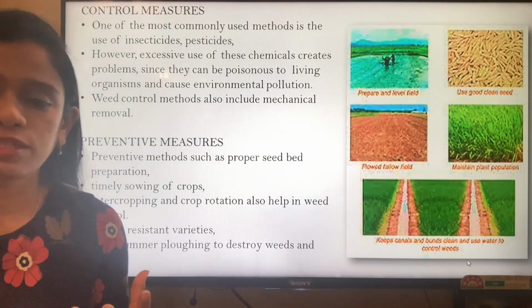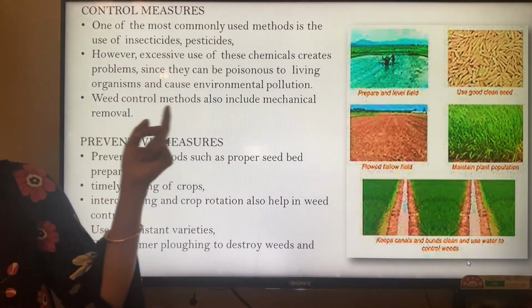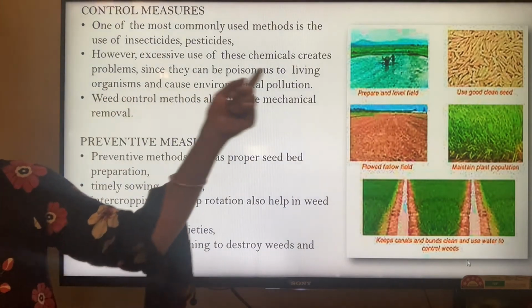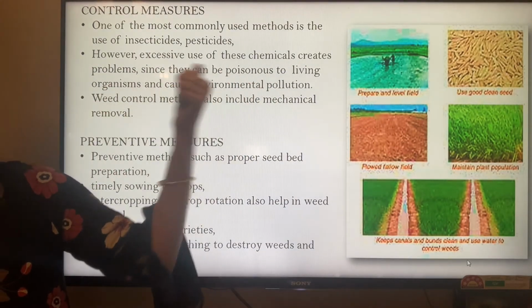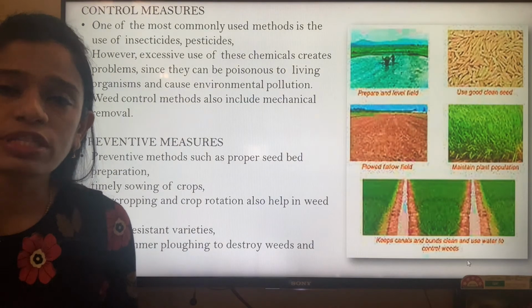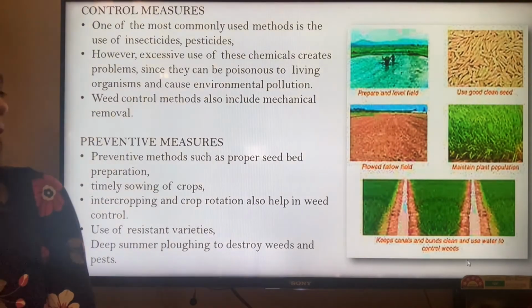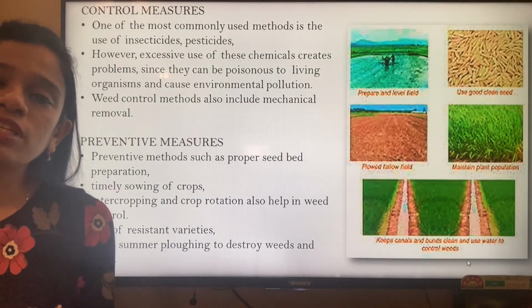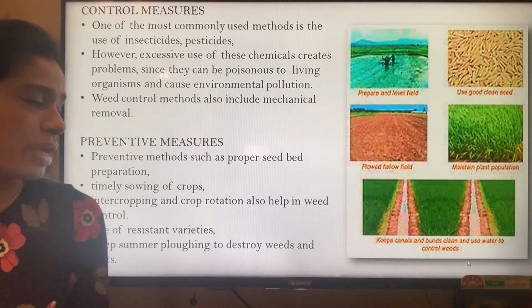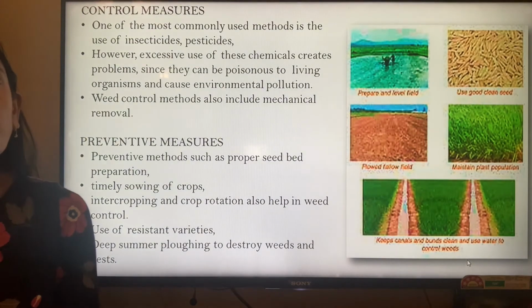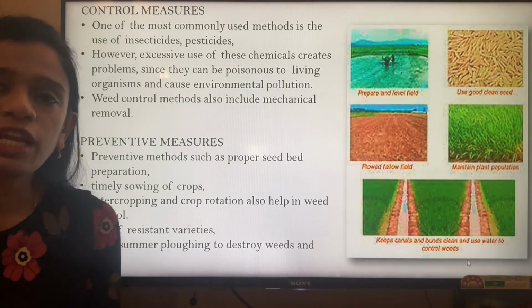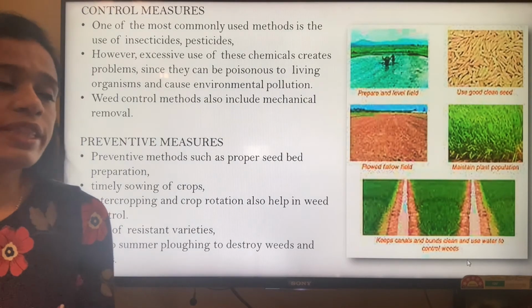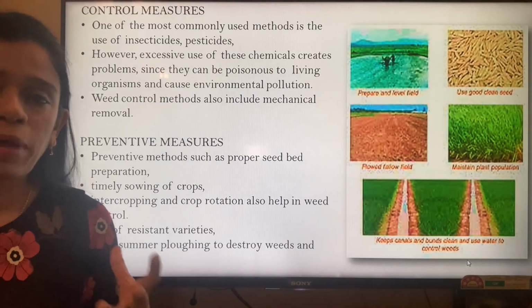which indirectly gets affected by these insecticides and pesticides. So weed control methods must also include some mechanical removal, because chemicals can be poisonous to living organisms and cause environmental pollution. So some removal or mechanical control should be there for stopping the weeds, pests and the diseases. Now what are the preventive measures that have been taken in order to eradicate or subdue the insects, pests and diseases?